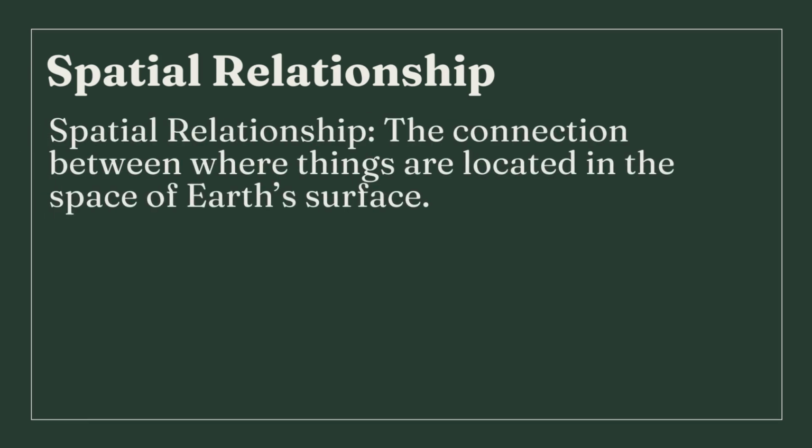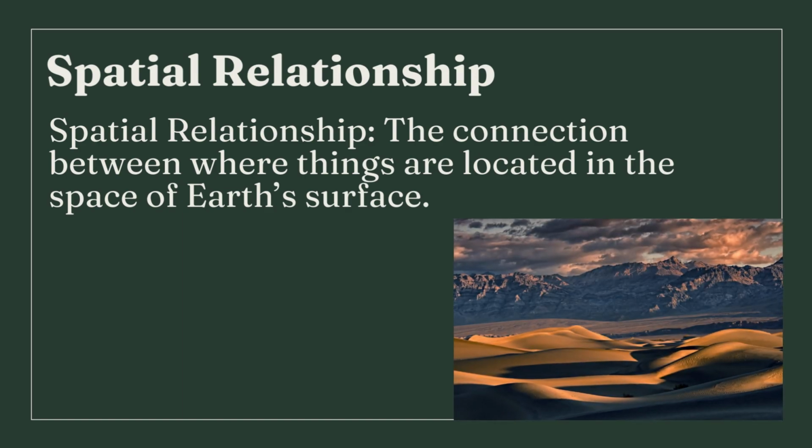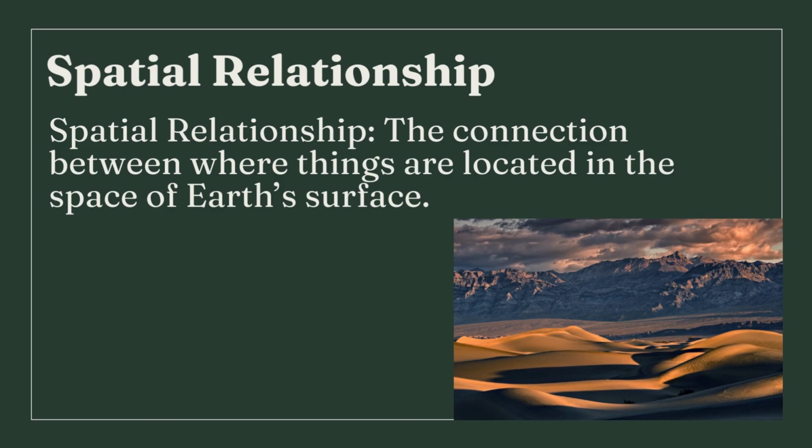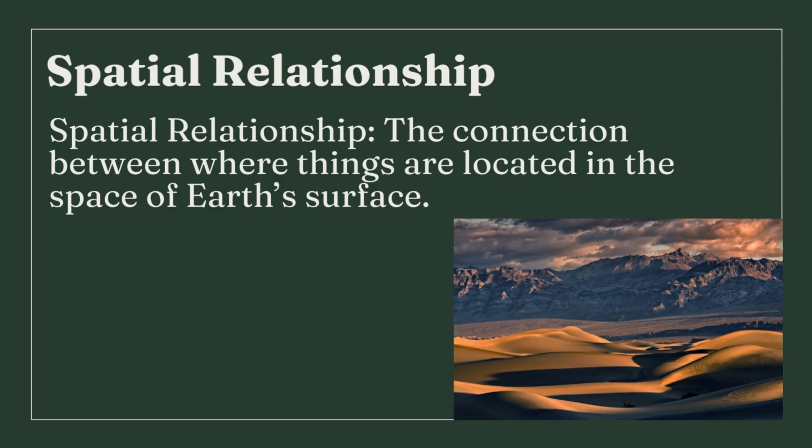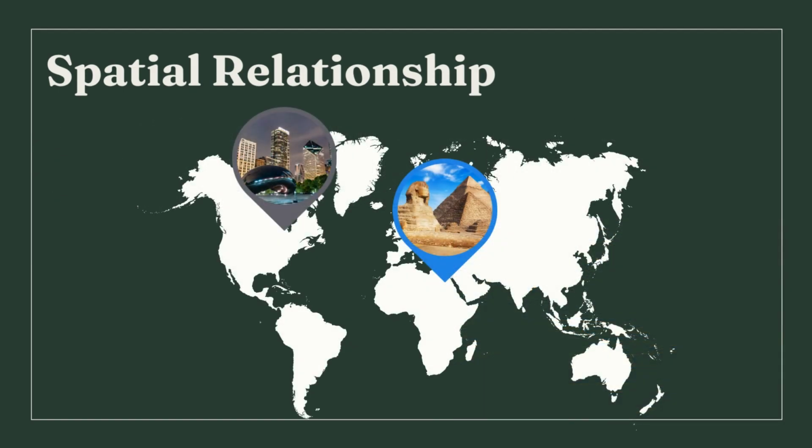Spatial relationship is the connection between where things are located in the space of Earth's surface. For example, a geographer might ask why a mountain range is located along the western border of a desert. Locations don't have to be next to each other to have a spatial relationship. Chicago, Illinois is nowhere near Cairo, Egypt, but a geographer can still locate them spatially on the Earth's surface based on the things that they don't have in common. They can use those things to draw conclusions about them.